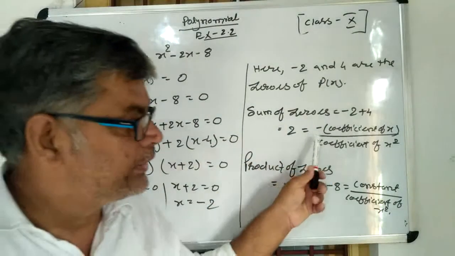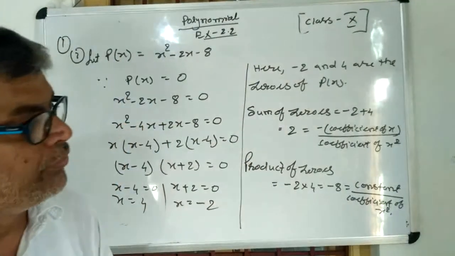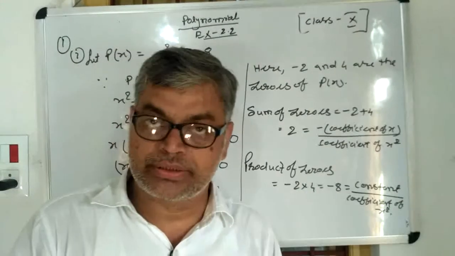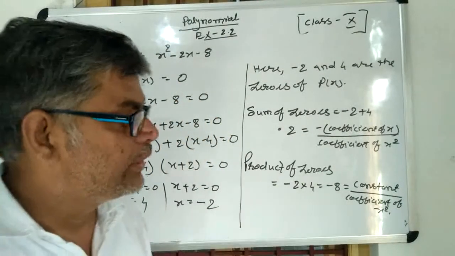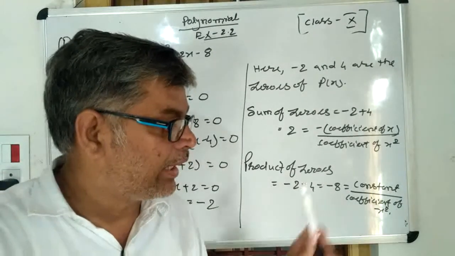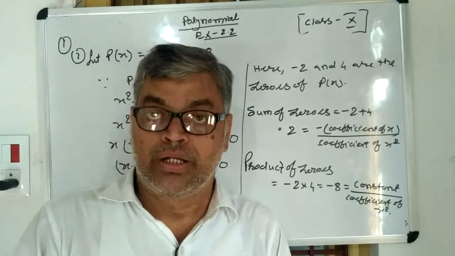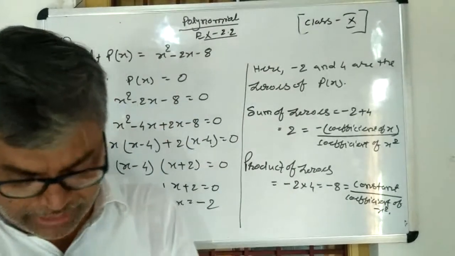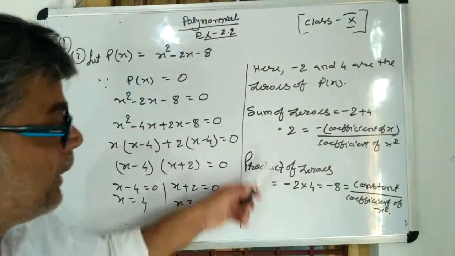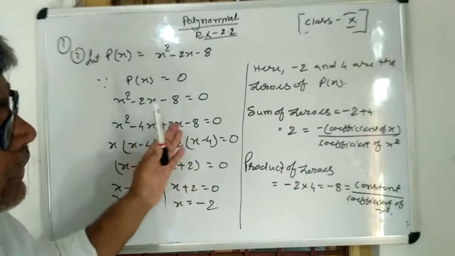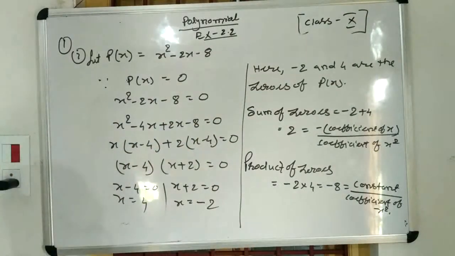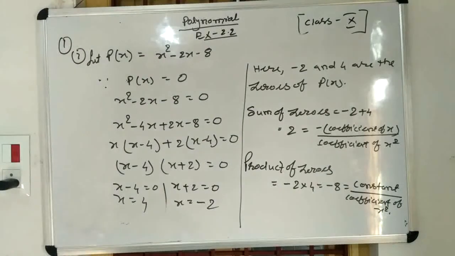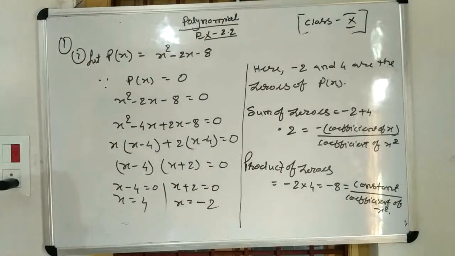Sum of zeros is equal to minus coefficient of x by coefficient of x square, which you have to remember, and product of zeros is equal to constant by coefficient of x square. This also you must remember. And here you can see that in this question these two conditions have been verified very clearly. So I hope that all of you have understood this type of question.